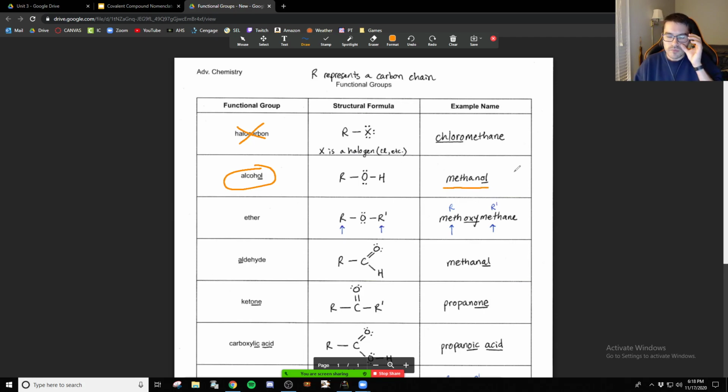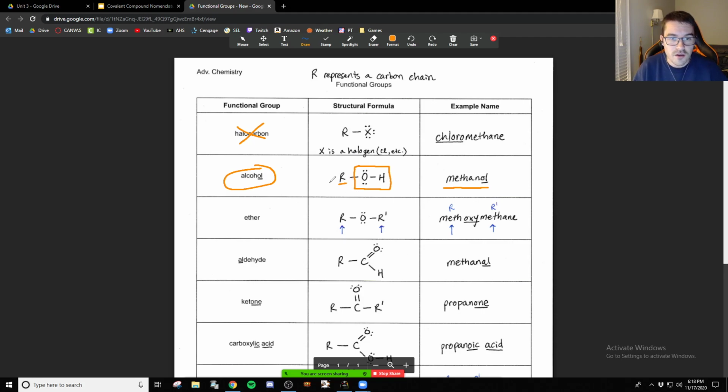Okay, so methanol is a chemical that is an alcohol. Okay, there are lots of different alcohols. The alcohol functional group, specifically, is this right here. It's an oxygen single bonded to a hydrogen, where that oxygen is single bonded to this.